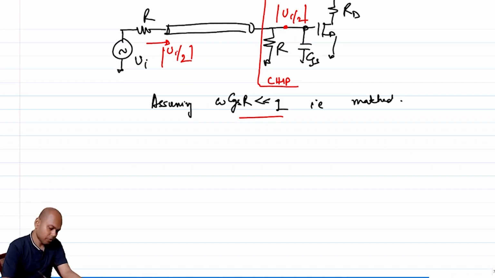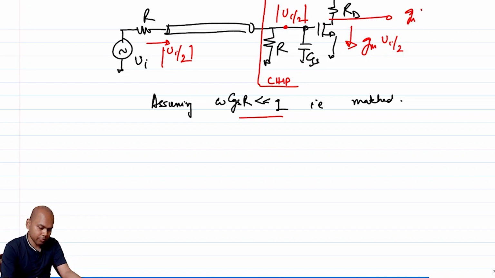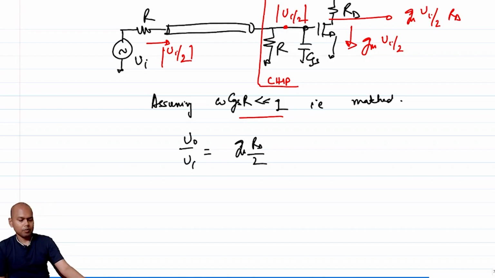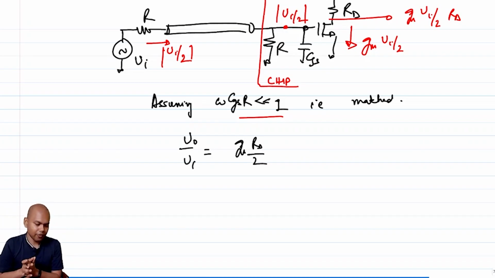So what is the current that it is going to introduce? This current will be Gm times Vi by 2, and the voltage at the output is Gm times Vi by 2 times Rd. So what is the so-called voltage gain? V naught over Vi is Gm Rd by 2. But note that even though this is V naught over Vi, this is typically not what we call gain in RF parlance.